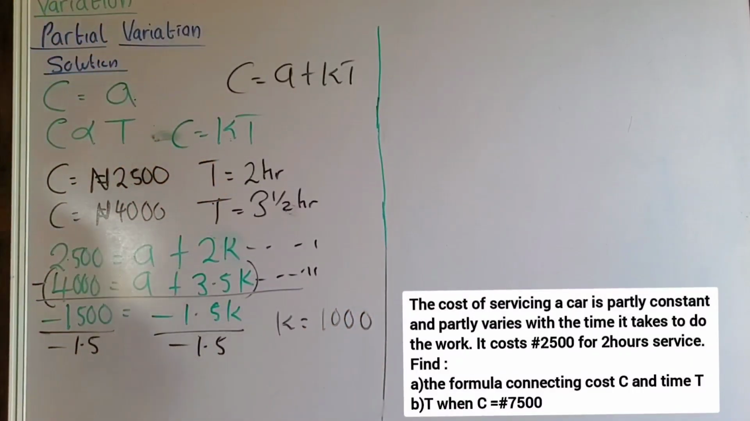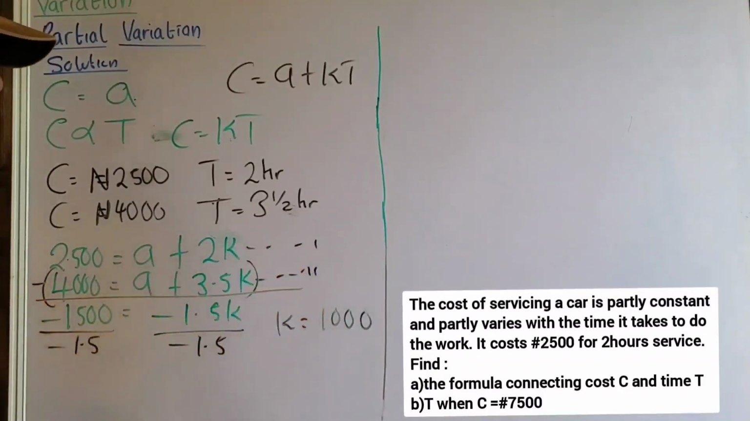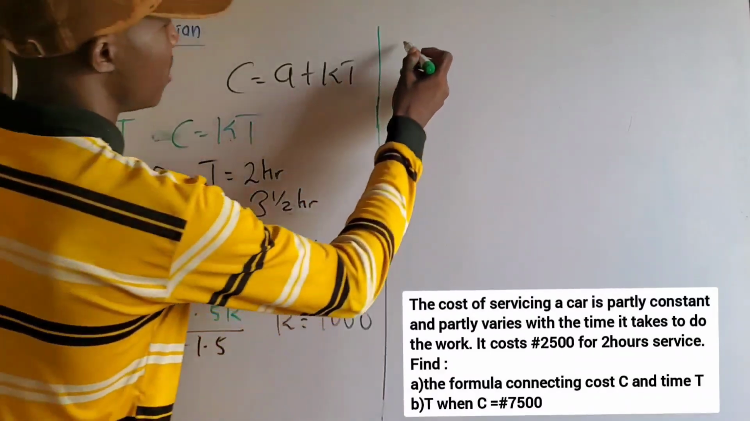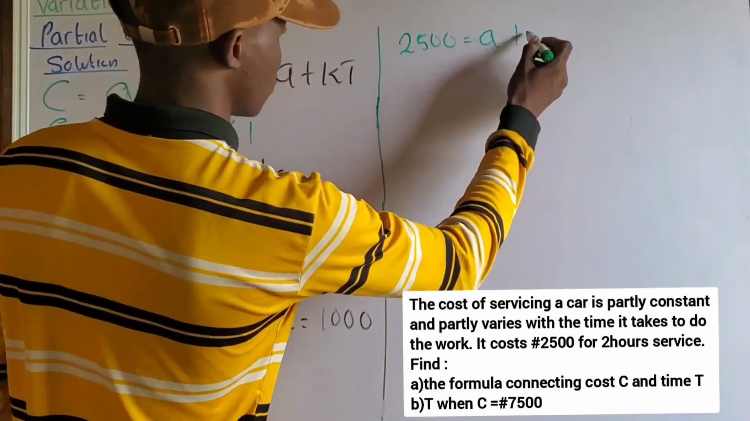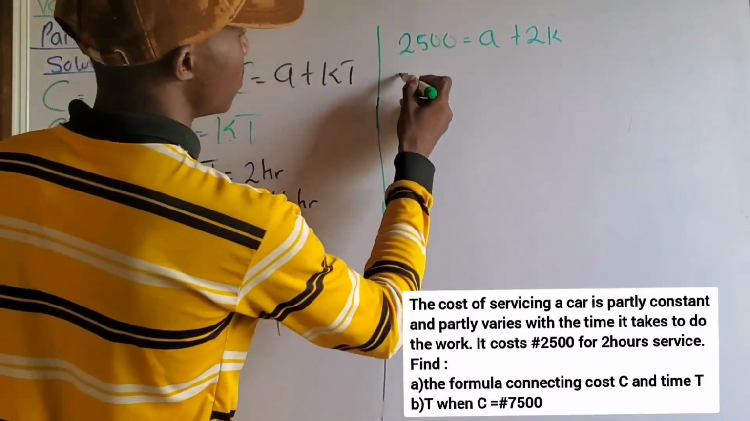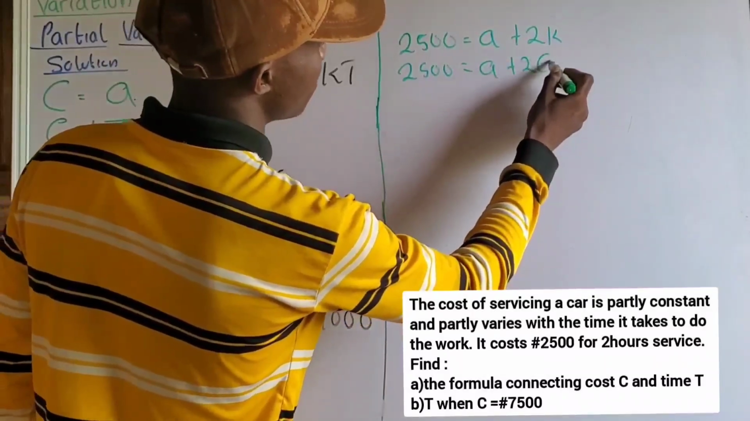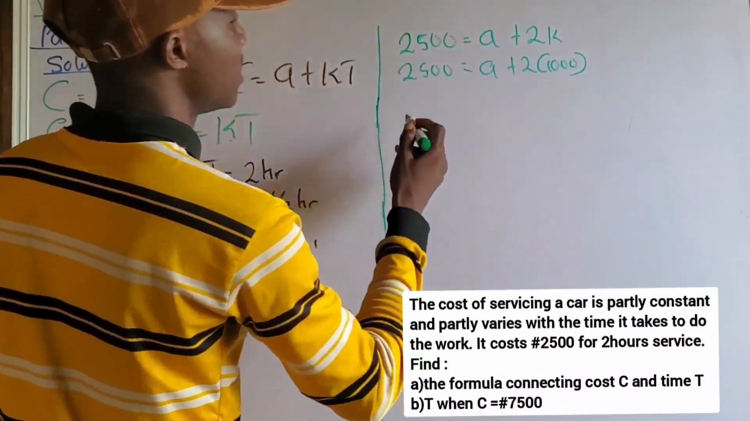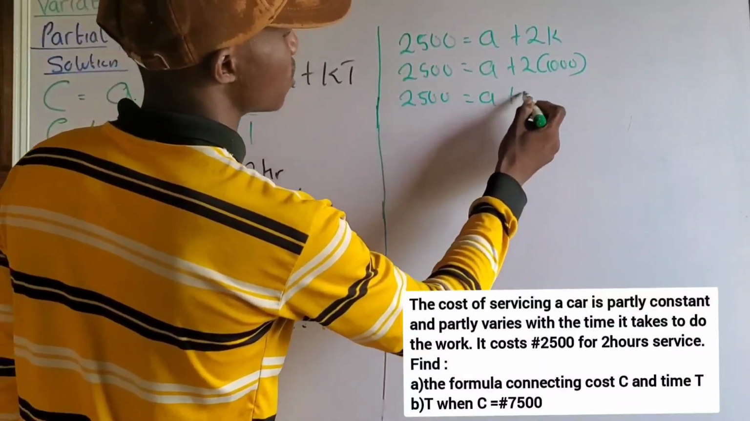So having gotten the value of K as 1,000, we can get the value of C by substituting the value of K into any of these equations. Let us make use of equation 1. Equation 1 is 2,500 naira, 25 equals A plus 2K, right? Yes. Now, when K is 1,000, I'm going to have 25 equals A plus 2 multiplied by 1,000. Don't forget, right? So, for example, I'm going to have 2,500 equals A plus 2000.